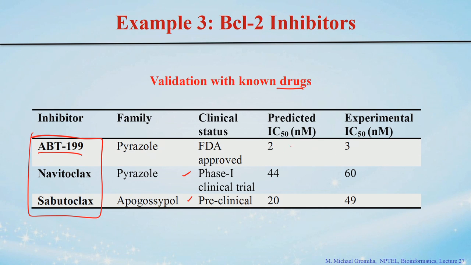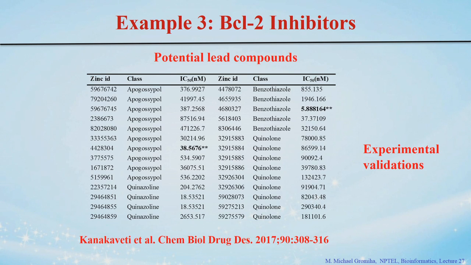This is very close: 2 and 3, say 44 and 60, and 20 and 49. This is not a bad one. You can see the predicted values agree well with the experimental values even for the known drugs. These were not used in the development of the model, so this works. So now we can predict on the ZINC database.